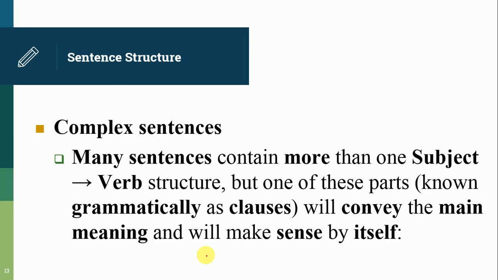Sentence structure, complex sentence. Many sentences contain more than one subject-verb structure, but one of these parts, known grammatically as clauses, will convey the main meaning and will make sense by itself. So some sentences have two clauses. One is called a dependent clause, one is called an independent clause. So when both of them are joined by a subordinating conjunction, we call it a complex sentence, right? I hope you understood here.